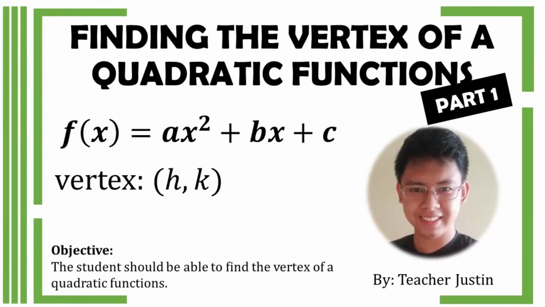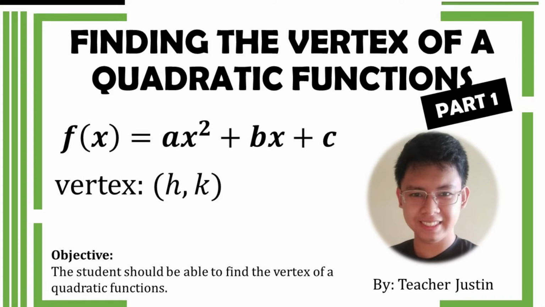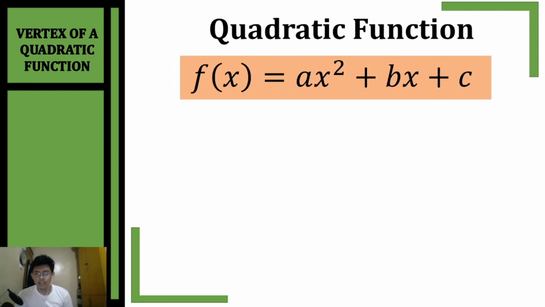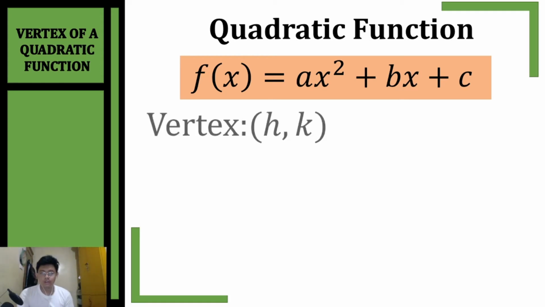On today's topic, we're going to find the vertex of a quadratic function, part 1. Now let's talk about finding the vertex of a quadratic function. Take note that our quadratic function has a standard form of f(x) = ax² + bx + c. Our vertex is (h, k).